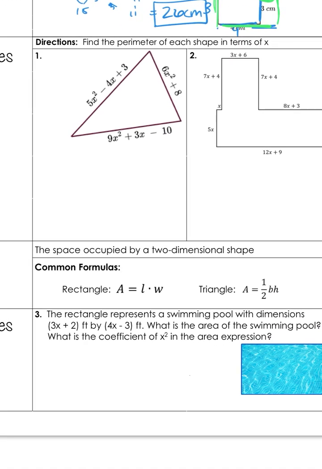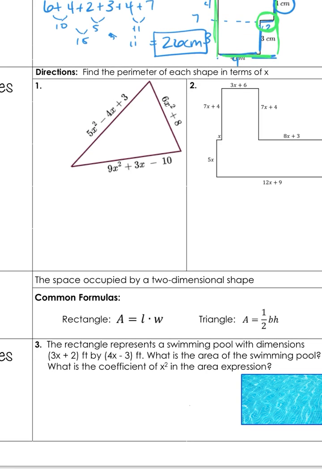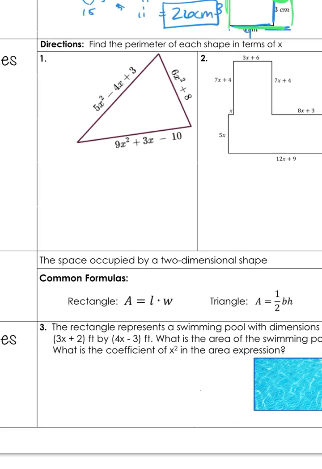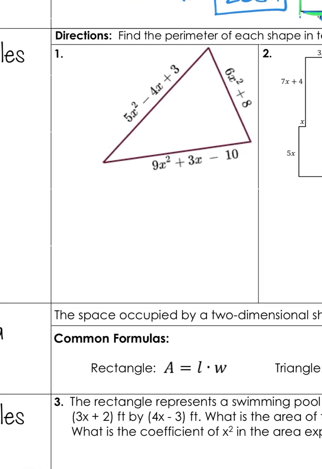So if I'm going to find the perimeter in terms of x, that just means I'm going to leave the x there. So I'm going to start with the biggest, ugliest side, if you will, so that I have all the pieces. So I'm going to start here. So I'm going to say 5x squared minus 4x plus 3. And then I've got to do 6x squared plus 8. Now, I can write it all out in one line, but I like to stack things so that I have my like terms already grouped together.